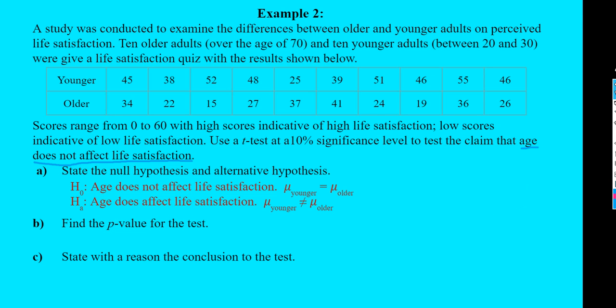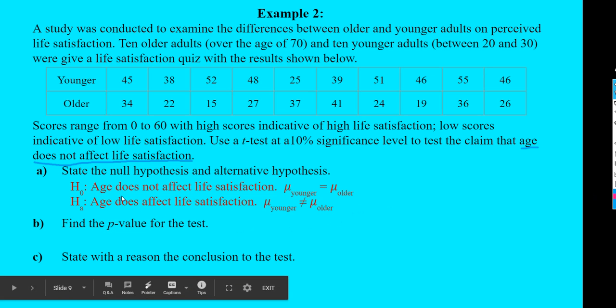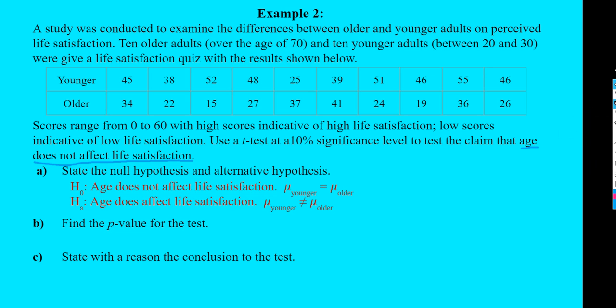So I've got labeled here H sub 0, which stands for our null hypothesis. It says age does not affect life satisfaction. And then written in our more math speak, we've got mu, representing the mean for the younger population, and the mu for the older population set equal, which again is always our null hypothesis for a t-test. But then for our alternative hypothesis, H sub a, age does affect life satisfaction.